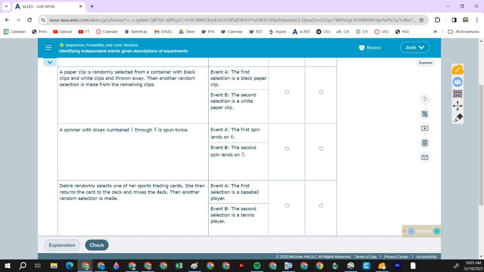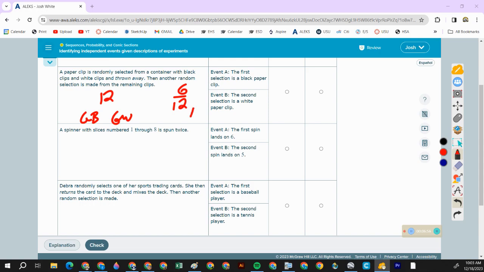Does that make sense? So let's say there are 12 paper clips, 6 black and 6 white. What is the probability that the first one is black? 6 out of 12. We take that paper clip and we throw it away. What's the probability that the second one is white?